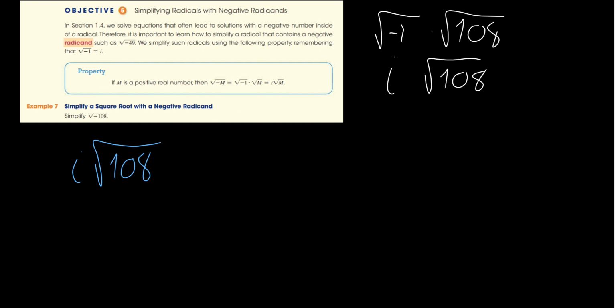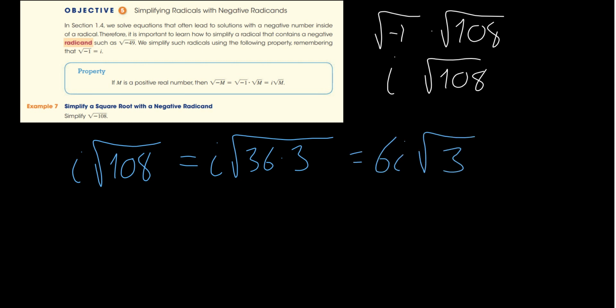All right, and then when I pull the i out, I now have i times the square root of 108, and then we'd have to simplify this radical, and that would be 36 times 3. And we know the square root of 36 is 6, so we would say 6i times the square root of 3. Okay, that's just simplifying the radical.